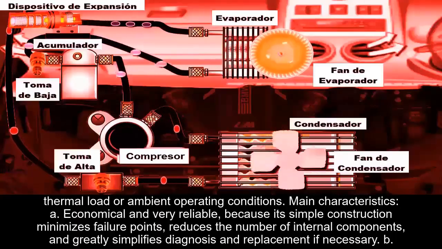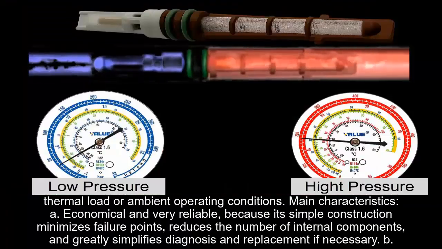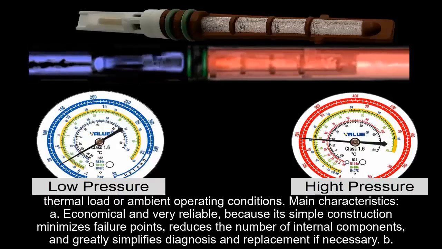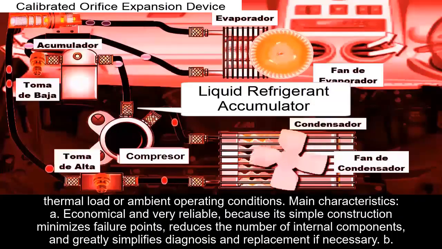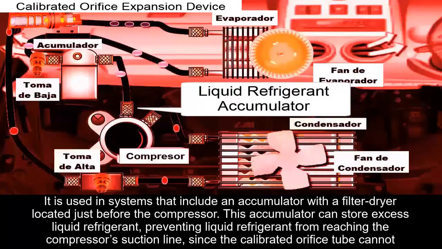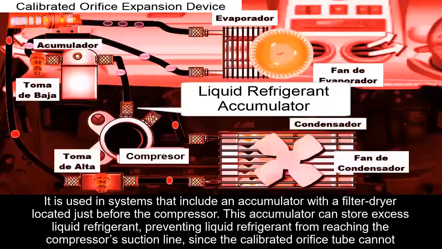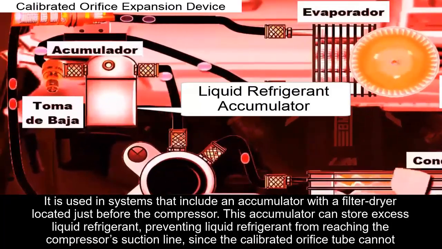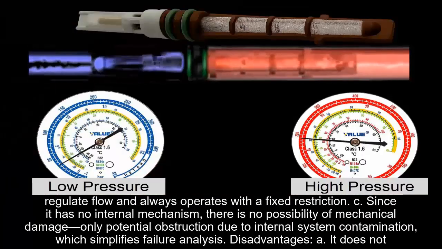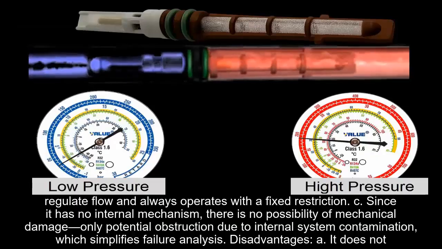Main characteristics: A. Economical and very reliable, because its simple construction minimizes failure points, reduces the number of internal components, and greatly simplifies diagnosis and replacement if necessary. B. It is used in systems that include an accumulator with a filter dryer located just before the compressor. This accumulator can store excess liquid refrigerant, preventing liquid refrigerant from reaching the compressor's suction line, since the calibrated orifice tube cannot regulate flow and always operates with a fixed restriction.